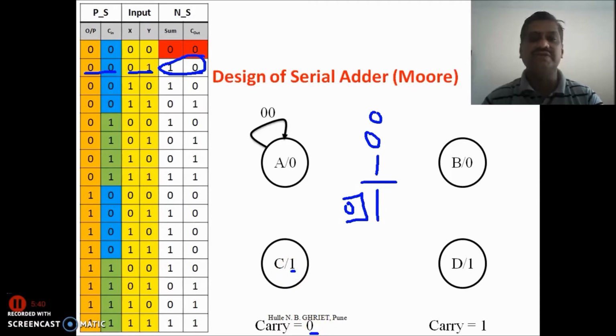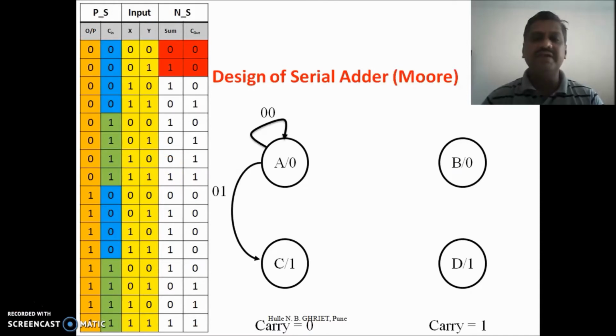Now look at which is the C state. Whenever we have 0 1 as an input, in that particular case the next state will be 1 0. That is nothing but output is equal to 1, that is sum is equal to 1 and carry is equal to 0.